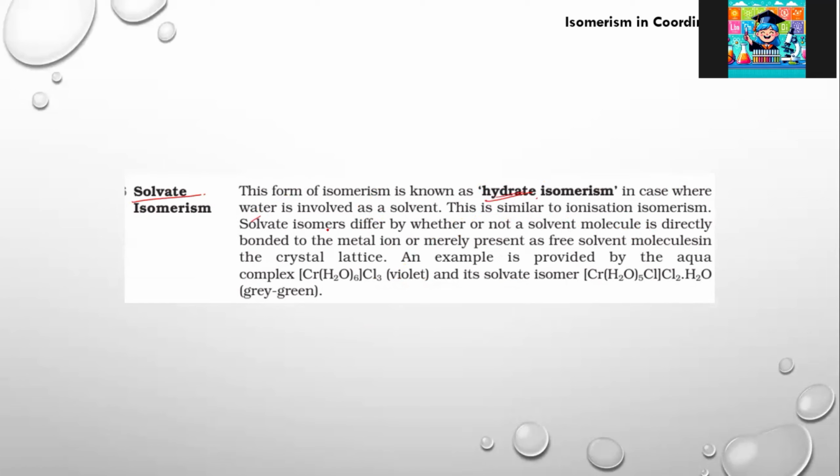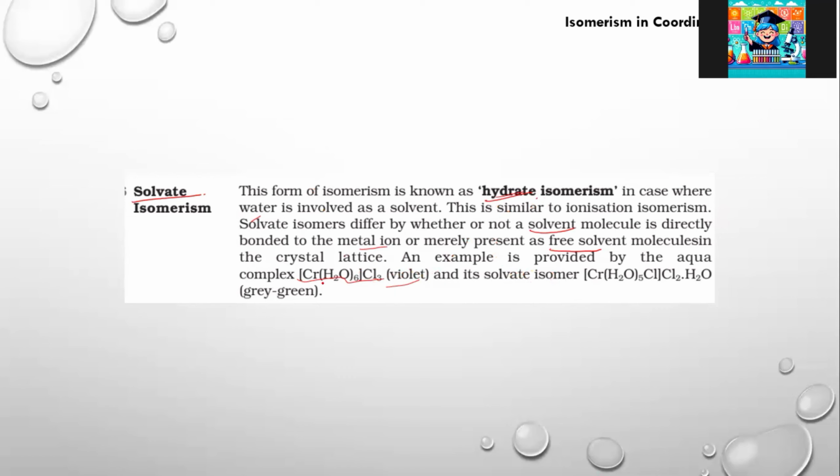The difference in solvate isomers is that the solvent molecule can go and coordinate with the metal ion, or it can be present as a free solvent molecule in the lattice of the complex. An example is the aqua complex of chromium. This is Cr(H2O)6, the complex part, and 3 chloride ions are the counter ions, and it is violet in color.